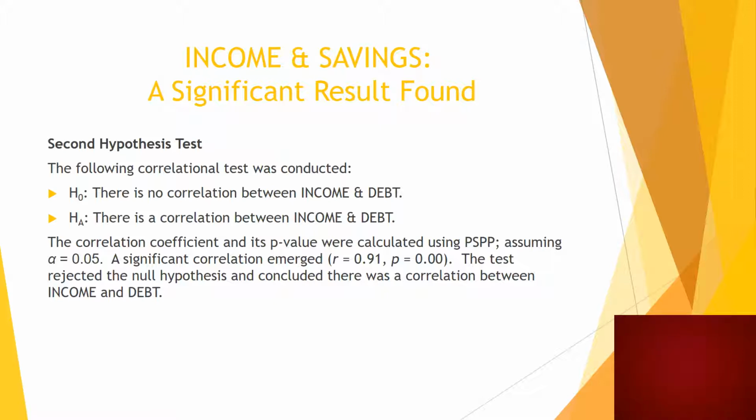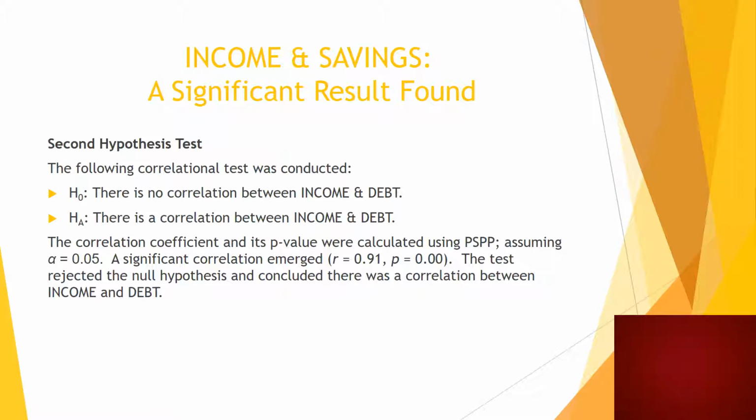On our second hypothesis test, we looked at income and savings, and we did find a significant correlation between these two items. So the null hypothesis stated that there is no correlation between income and debt. The alternate hypothesis, there is a correlation between income and debt.